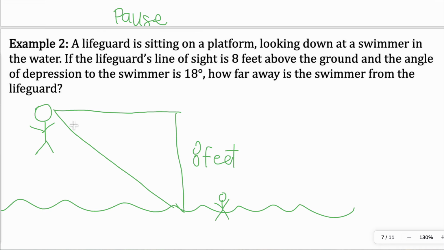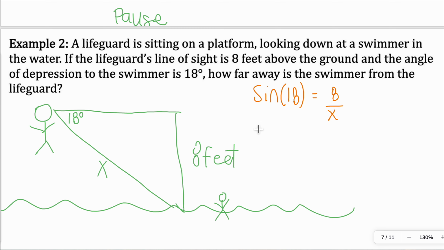At an angle of depression to the swimmer is 18 degrees. How far away is the swimmer from the lifeguard? So swimmer from lifeguard would be this line right here, the hypotenuse. Since we're looking at opposite over hypotenuse, we would need to use the sine of 18 is equal to 8 over x.